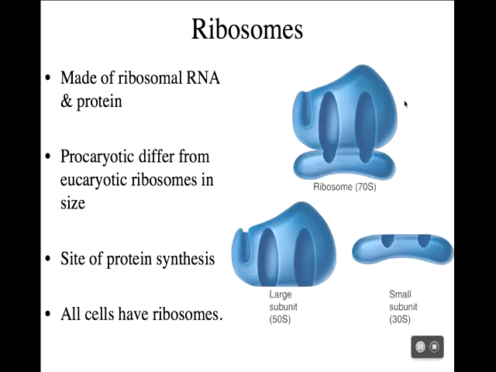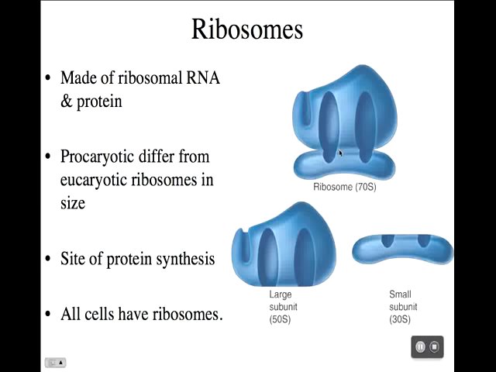If we look at the structure here, ribosomes have two subunits, what they call the large subunit and the small subunit, because the large subunit is larger and the small subunit is smaller. In a prokaryote, the large subunit is a 50S subunit, and the small subunit is a 30S subunit. And together, they form the 70S ribosome.